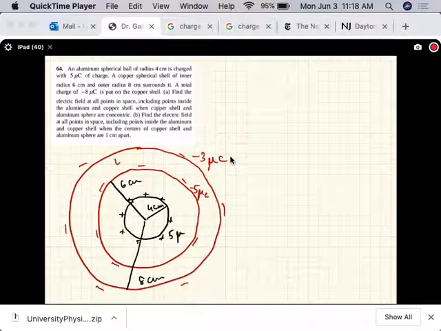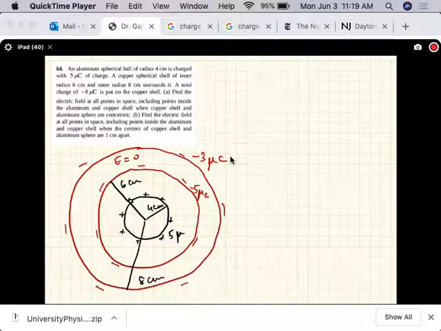And the driving principle is, this is an equipotential surface. Here all the charges are distributed equally. Electric field inside here is 0. Electric field inside here is 0. And all those will drive the charges to be distributed like so.